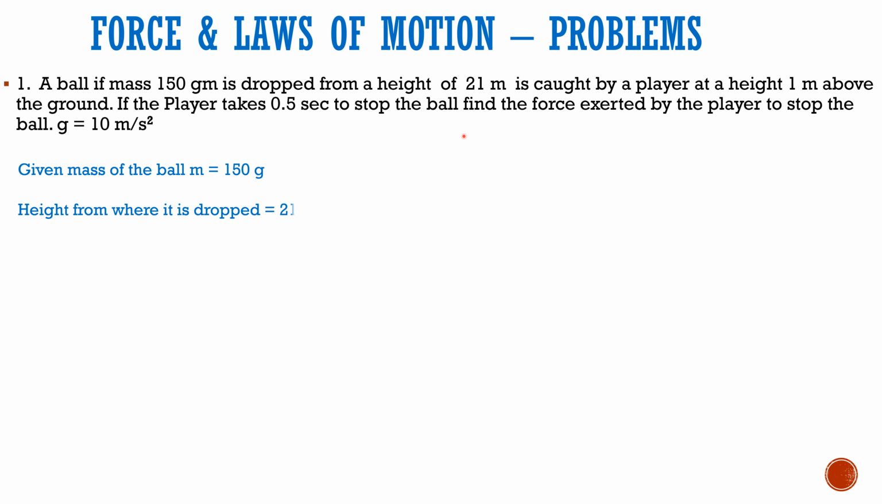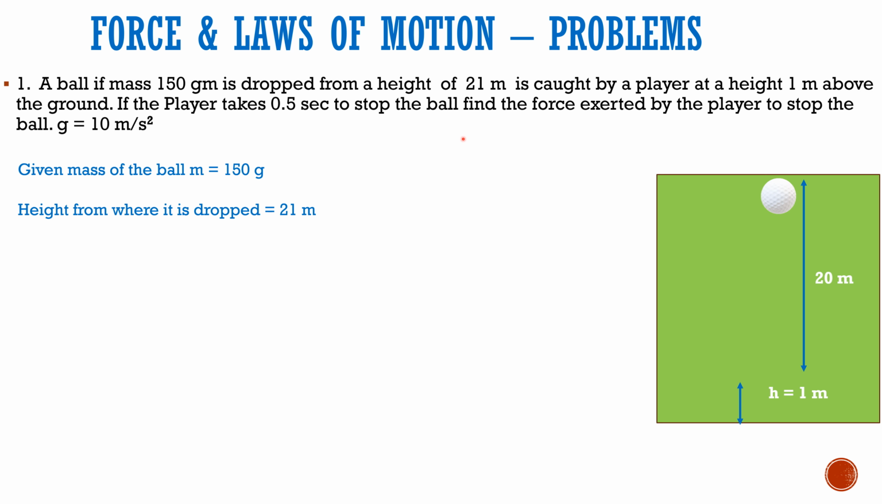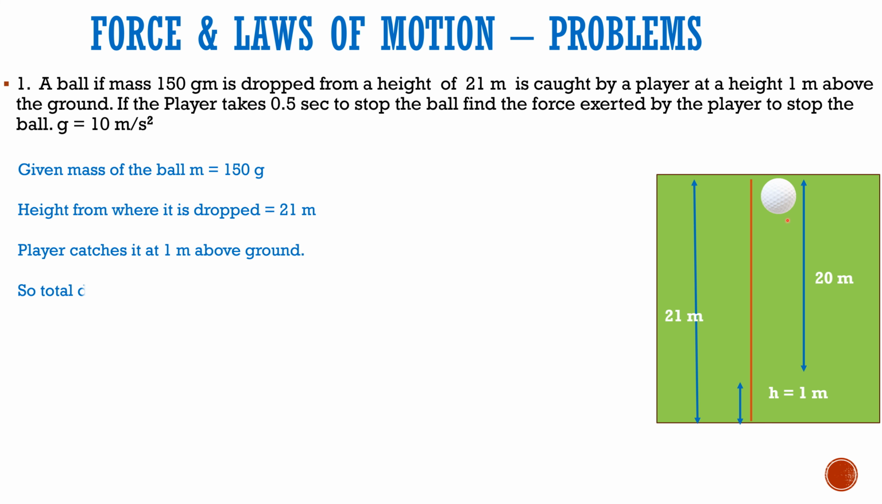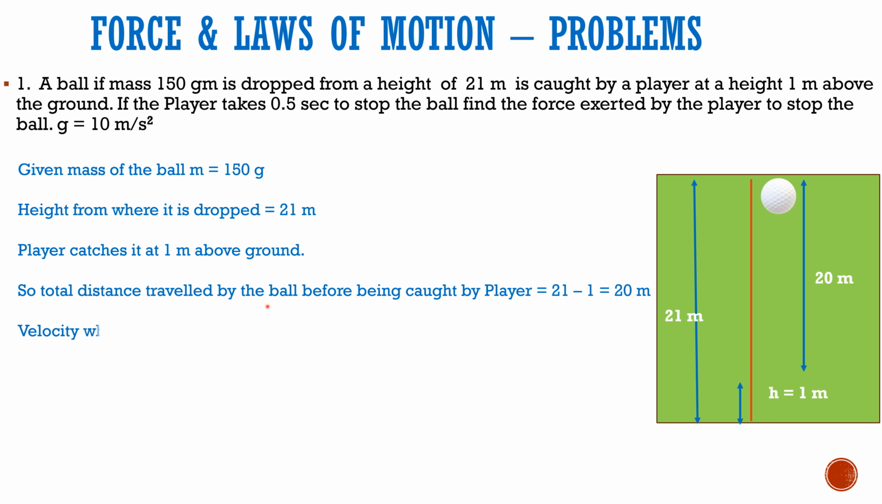So first we can find the velocity with which it will hit the player. Basically it has gone till here, and at height h equal to 1, it is being caught by the player. So at this point, what is the velocity we can find out? v square equal to u square plus 2gh, and since the initial velocity will be 0, replacing u equal to 0, we have 20 meters it has traveled, and the velocity of the ball when it reaches the player we get as 20 meter per second, with which it is hitting.